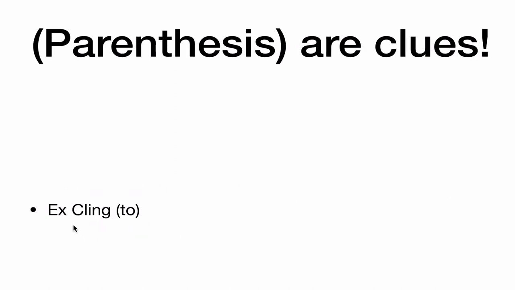Next, sometimes you'll see a clue like this one here, which says cling, and then in parentheses, to. What they're looking for is a synonym for the first word that includes the second word. Cling to means, what's another way to say cling to? And the answer might be adhere to. So the answer would be adhere, a synonym of cling, adhere to.